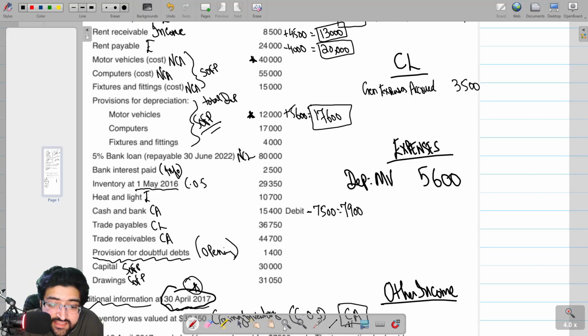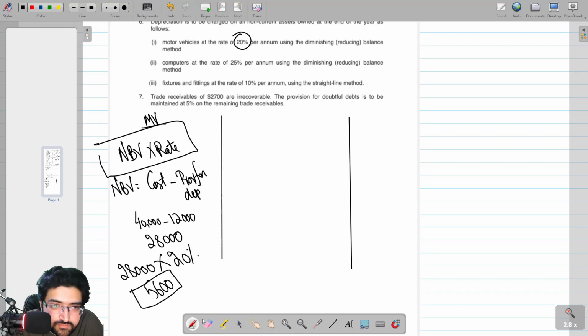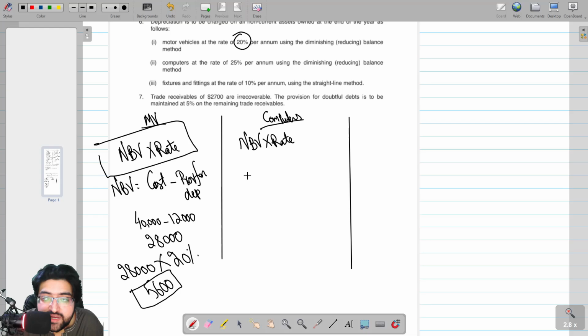Okay. Let's depreciate computers now. Again, which method are we using? Reducing balance. We know the formula. Net book value multiplied by rate. I have told you how to get net book value now. It is simply cost minus provision. So I'm simply using brackets here and putting the net book value in this, and then multiplied by the rate given, which is 25%. Okay?